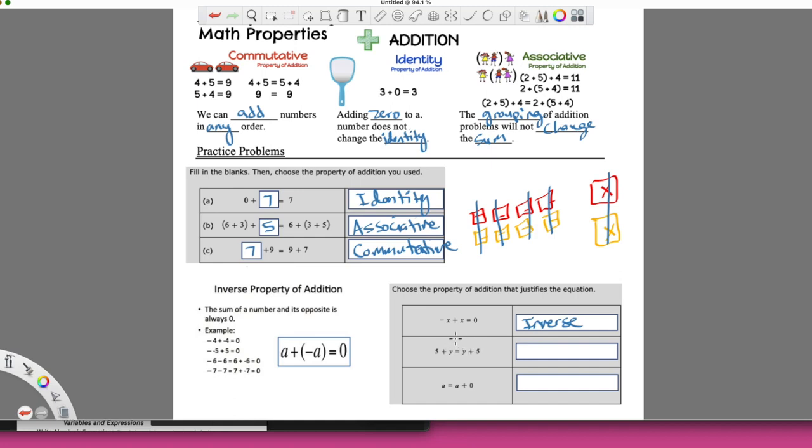All right, and then we have 5 plus y equals y plus 5. So it's all addition. I can change the order. I can move things around. That's the commutative property. Commutative.